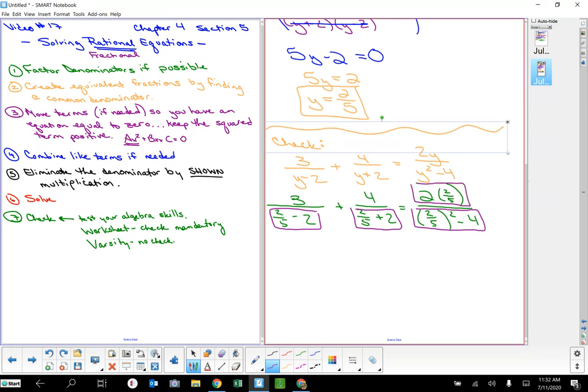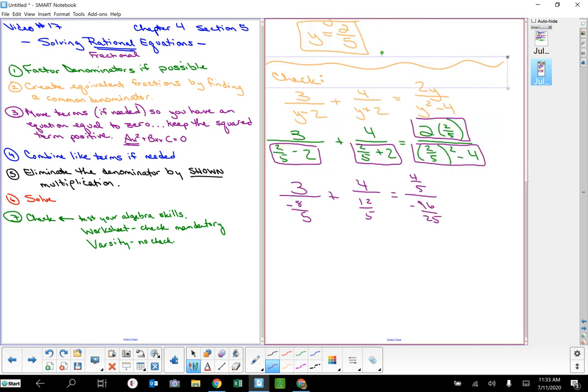So everything in a box, I would do individually and simplify some things. And when you do that, you'll have 3 over negative 8/5, and then plus 4 over 12/5 is equal to 4/5 over negative 96/25. Okay. If you guys do not know how to appropriately use your calculator, whichever one you might have, the red one, maybe you have your own graphing calculator, come see me and I can help you. But you should be able to do all of this just by pressing buttons. And now go through and simplify each of these individual fractions.